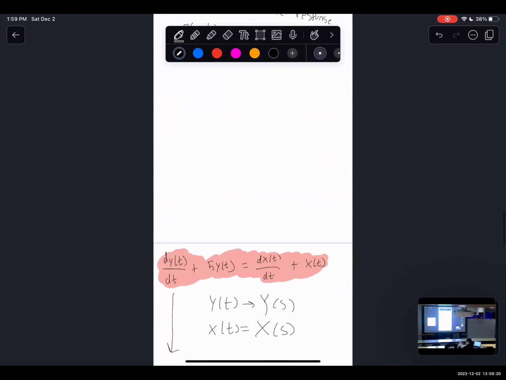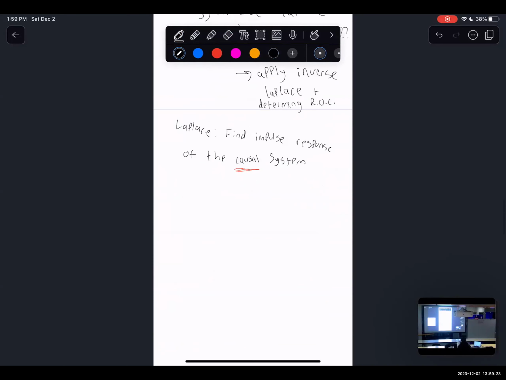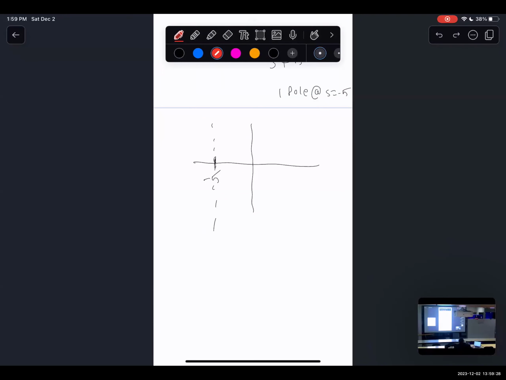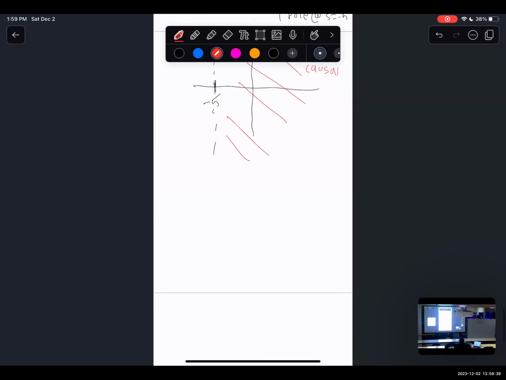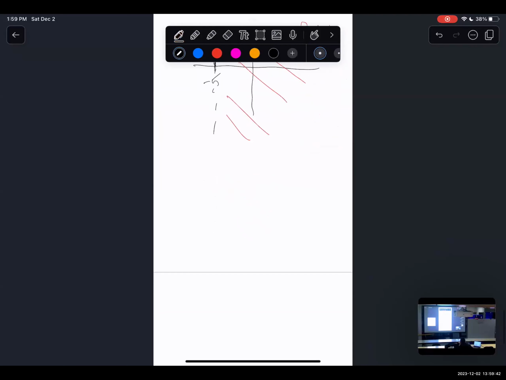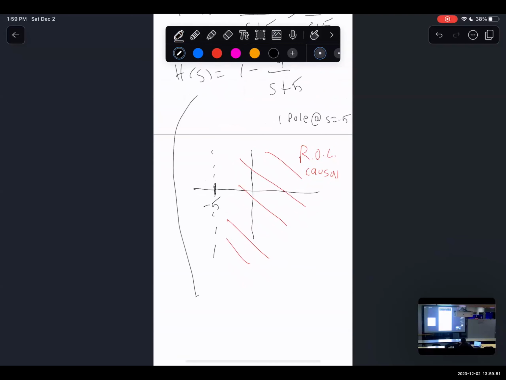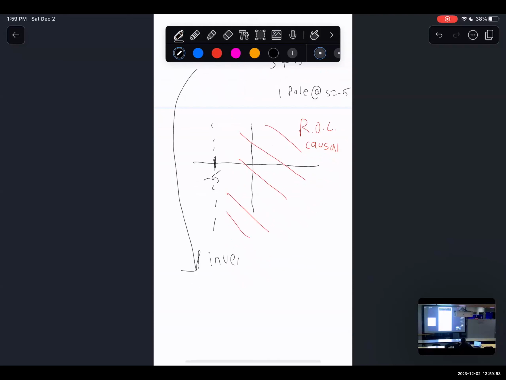So looking at this, we're given in the problem that it's a causal system, okay? So the definition of causality in this term is that it's to the right of the rightmost pole. So here in red is our region of convergence, ROC. And how did I know that? It's because we gave you in the problem it's a causal system, okay? So now we are in good shape. So we know the ROC. So now we're going to inverse Laplace, looking at the Laplace table. So we know which property to use. The reason we did try to find the ROC is because we need to know which property to use.